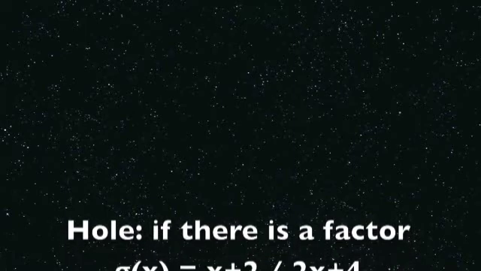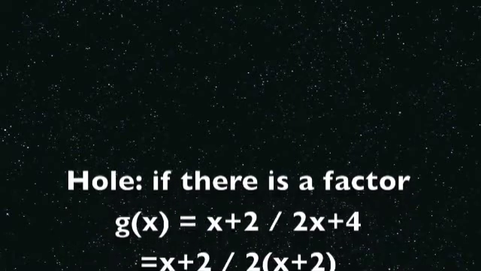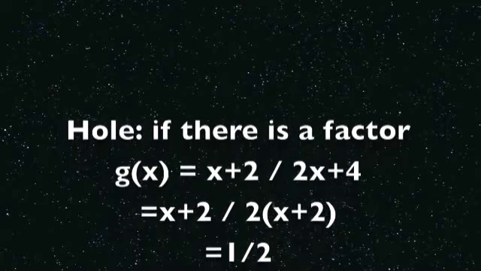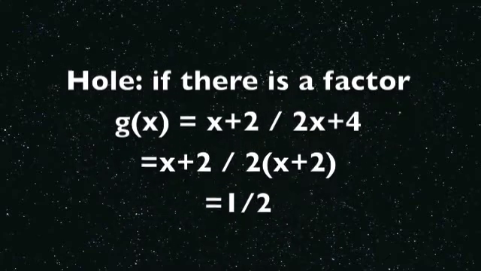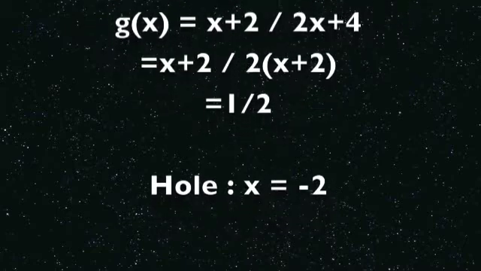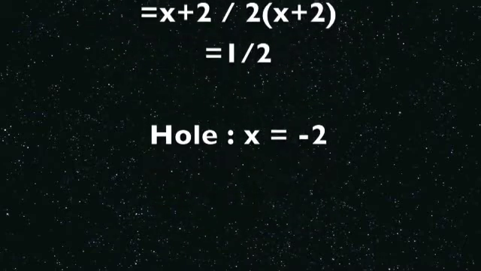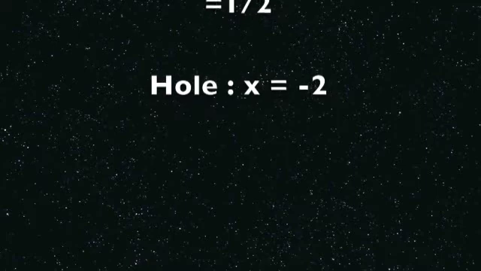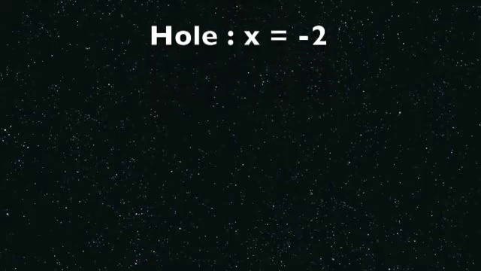To see if Mary's children have any holes, we have to determine if there is a common factor in the equation. In the example, we first need to factor out a 2 in the denominator. Once we do this, it is apparent that x plus 2 is a factor. So, the hole would be at negative 2, because it is the x value that makes the factor equal to 0.